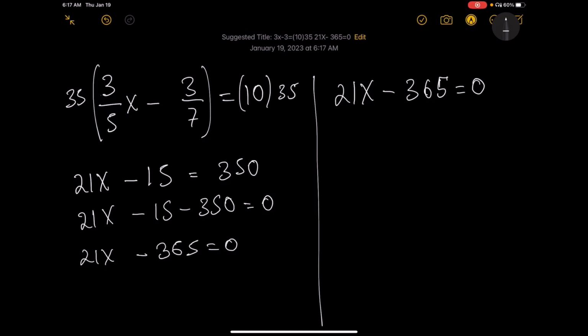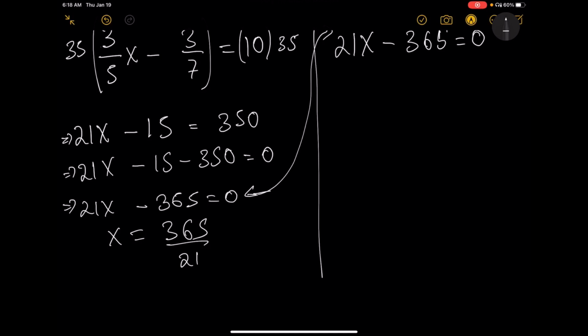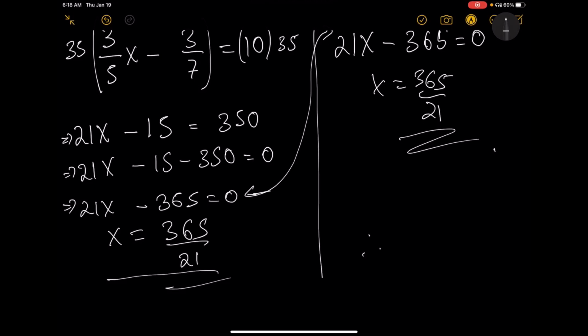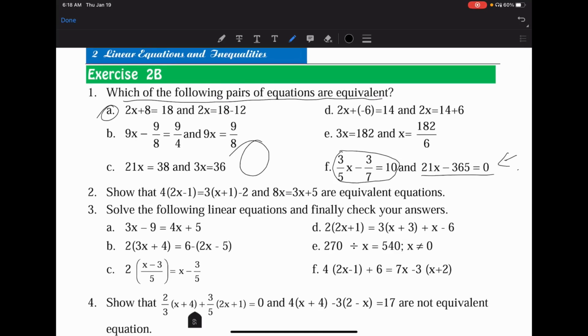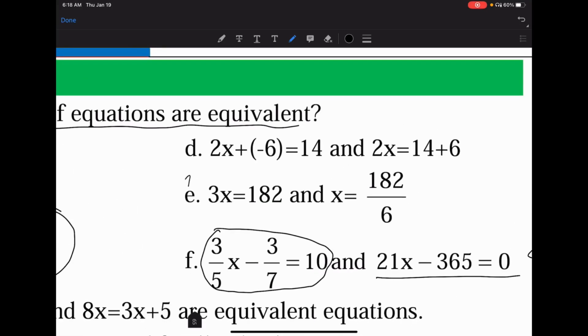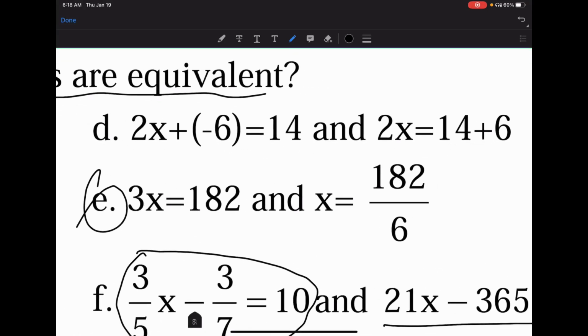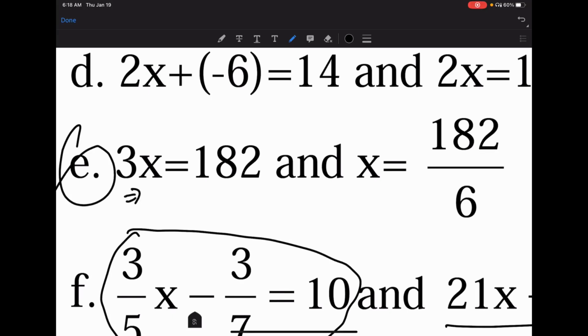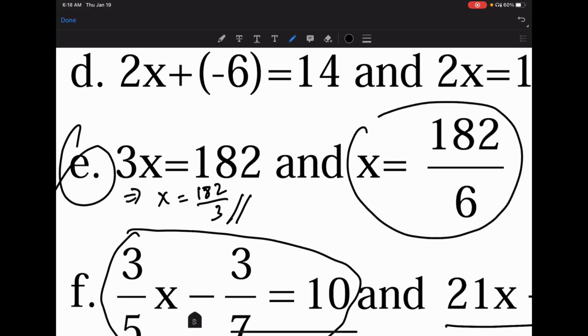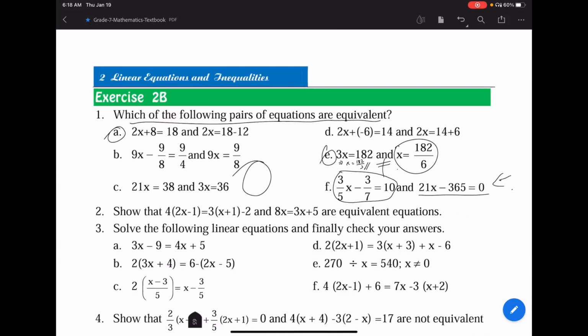21x minus negative 365 is equals to 0. In fact, we don't even need to go further after this. You see, the two equations are the same. Okay, x is equal to 365 over 21 on this one. Also similarly, x equals to 365 over 21 on the other one. Okay, therefore two equations are equivalent. They are equivalent equations. Now, for equations that are not equivalent, for example if we take this one, 3x equals to 182. When we solve the first equation, x is equals to 182 over 3. But the second one, what is it? x is equals to 182 over 6. Okay, since these two are not equal, the two equations are not equivalent. They are not equivalent equations.